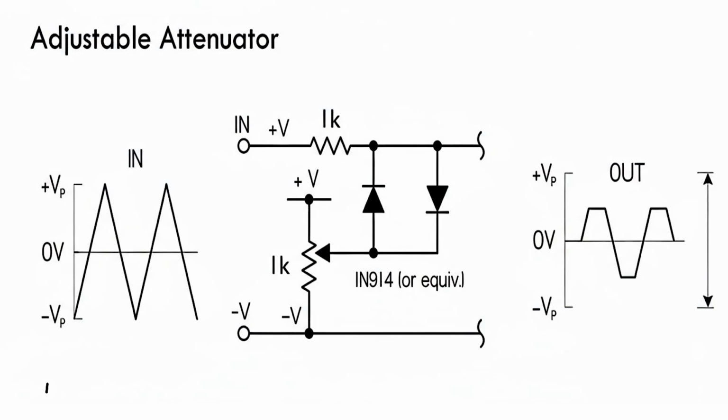Basically, I'm going to explain this attenuator circuit. It is an adjustable attenuator circuit. If you want to change the signal waveform, basically this kind of circuit is used for that. As you can see, there is an input signal and there is a spike over here. In the output signal, by using this circuit, the spike is removed. So by using this kind of circuit, we can remove the spike.